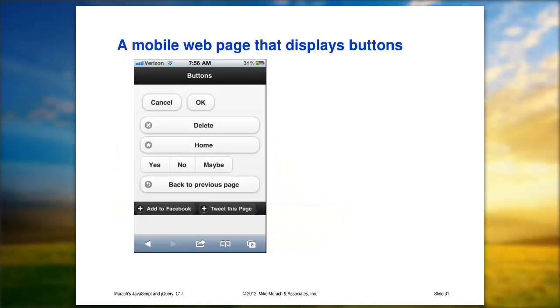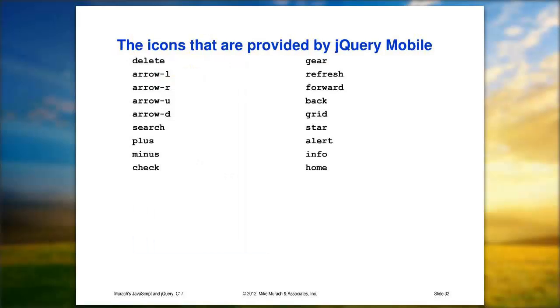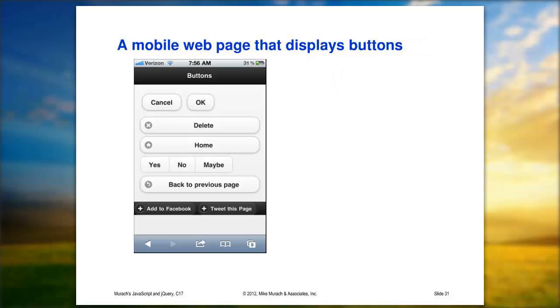There's also a lot of nice button effects that are very easy to implement using jQuery Mobile. You can tell jQuery Mobile what icons to use. These are the default icons provided by jQuery Mobile that you can use on your button. So if we go back here, notice the delete button has an X, the home button has a little home, there's back to the previous, there's the add button. These are all icons that can be added to these buttons.